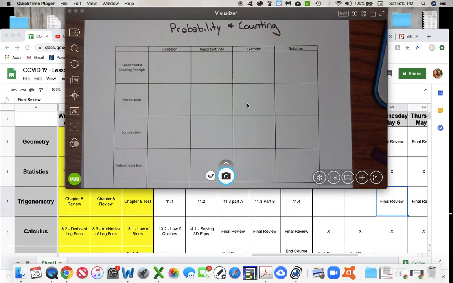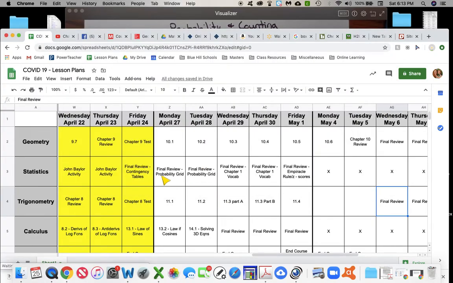Hey, stats. We are done with the sections that we're going to do out of the book. So for these last couple days, I want to go through some really important stuff that we've done throughout the year. Let me just show you what I have planned out for these next 5 days.